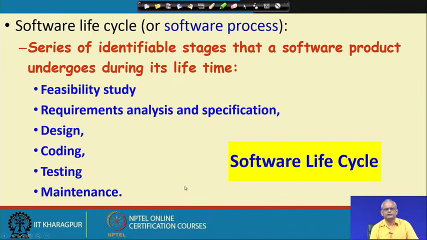But then what are the stages? The stages typically, or most intuitively, are the feasibility study, finding out whether the work needs to be taken up, requirements analysis and specification, design, coding, testing and maintenance. I think this is one of the very basic questions that can be asked on a software life cycle: what exactly is a software life cycle and what are the stages in the software life cycle.